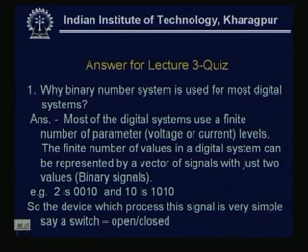This is the binary signal, which can be represented by a string of 0 and 1, like 0 0 1 0, or 1 0 1 0. The device which processes this signal is very simple to implement, say a switch, either 0 or 1, meaning switch on or switch off, or open or closed. So, that is why binary number system is used for most digital systems.